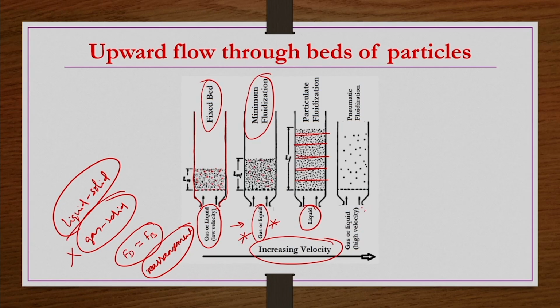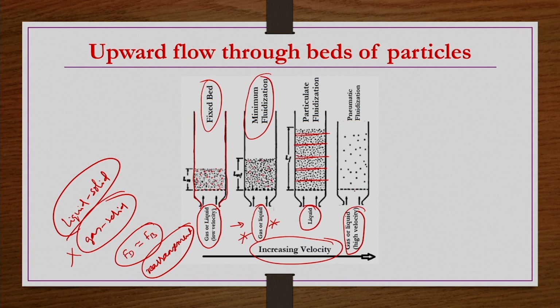Further, if you increase the velocity, then there would be a condition where pneumatic fluidization takes place, where the particles are thrown out of the column, and then they are collected back by using a cyclone separator at the top, and then sent back to the bed from the bottom again. That is all different things.